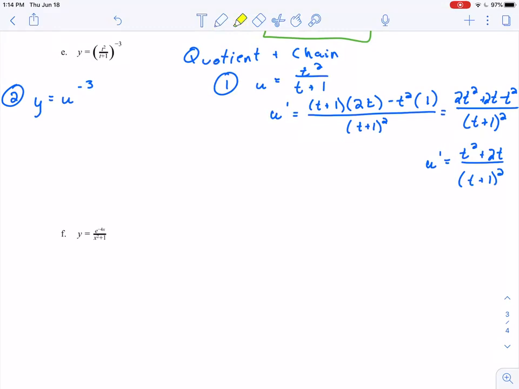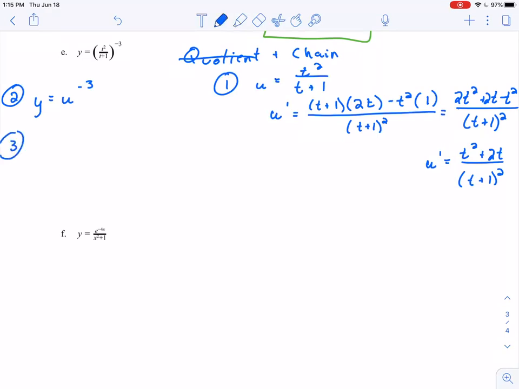So at this point, we've done the quotient rule. That part is done. Now we're just focused on the chain rule. All right, so what would our next step be? We kind of jumped ahead here. We wanted to rewrite this, take out our u. We took out t squared divided by t plus 1, this guy right here, and replaced it with u. So we should have u to the negative 3 power, which is good.